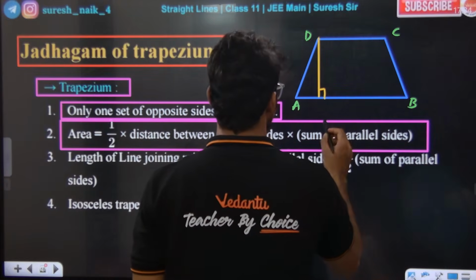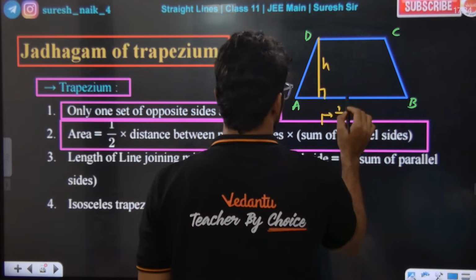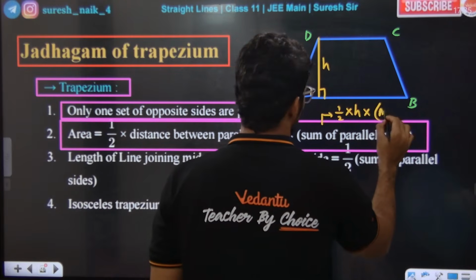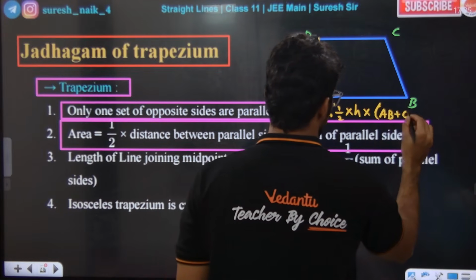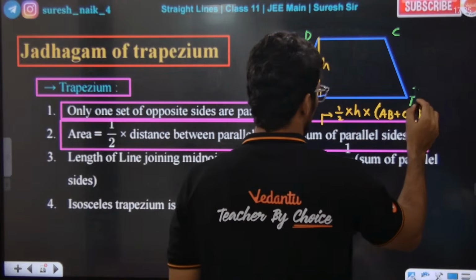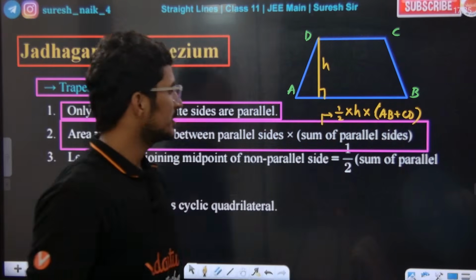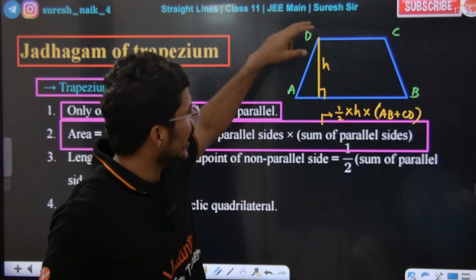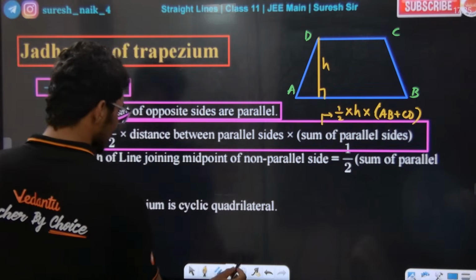Let me write the area. Half into h, where h is the distance between the parallel sides, into the sum of the parallel sides, which means AB plus CD. Area of the trapezium is half into height into AB plus CD. That is the area.